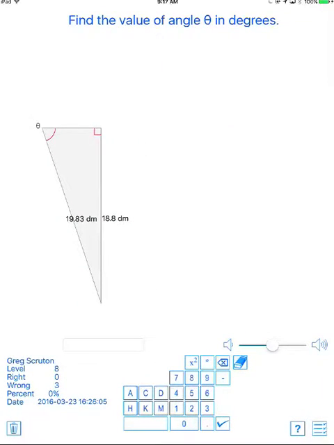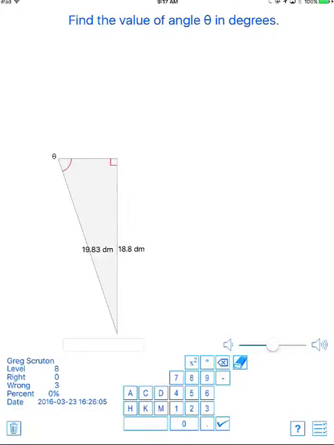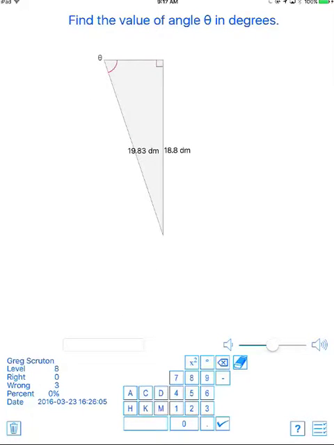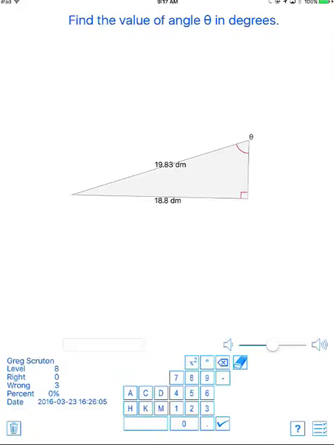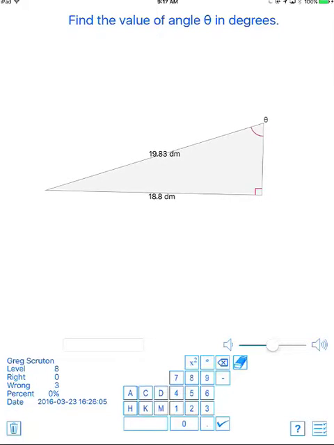Level 8, still on the right angle triangles with Pythagoras. Now we want to find an angle. I'm just going to rotate it like that, using the two-finger rotation gesture. You can stretch and shrink using the pinching gestures.